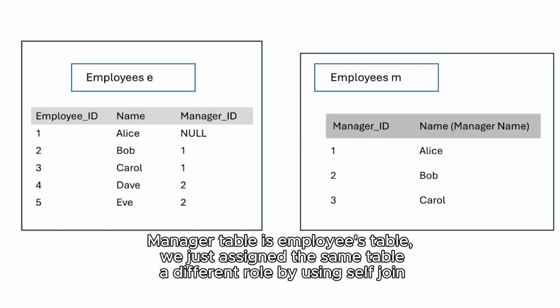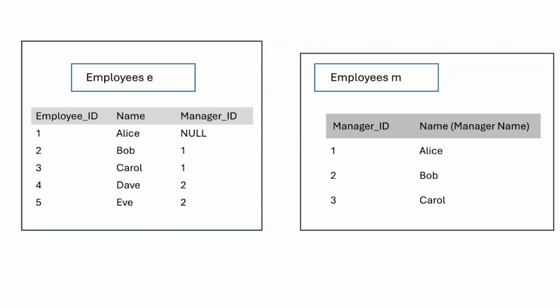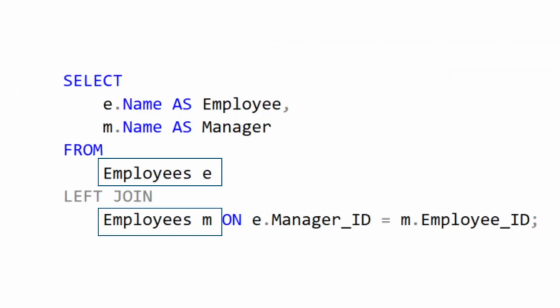Right? So now we tell SQL to join these two tables together, match the manager ID from the employee side with the employee ID from the manager side. And the SQL code looks something like this. What's happening here is simple. E is the employee version of the table and M is the manager version of the table, right? And we are telling SQL how to connect them by matching manager IDs to employee ID.